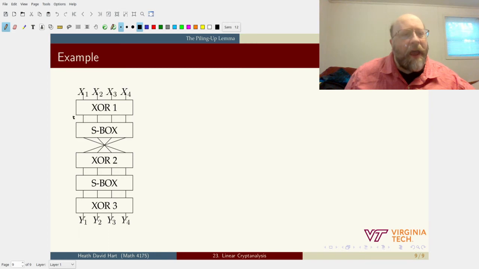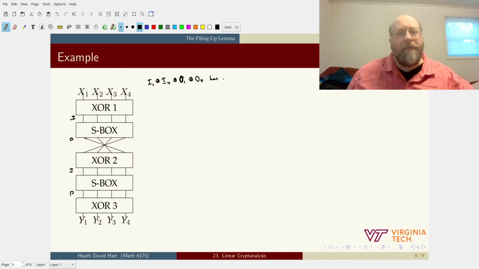Let's call these bits I1 through I4. These bits that come out of the S-box, I for input and O for output. And then for the second S-box, since I've used I and O, I'm just going to go up one letter and call these J and P. Okay? And let's say that we have this pattern, that I1 XOR I4 XOR O1 XOR O4, that this S-box has a bias of positive 1/4. Okay?